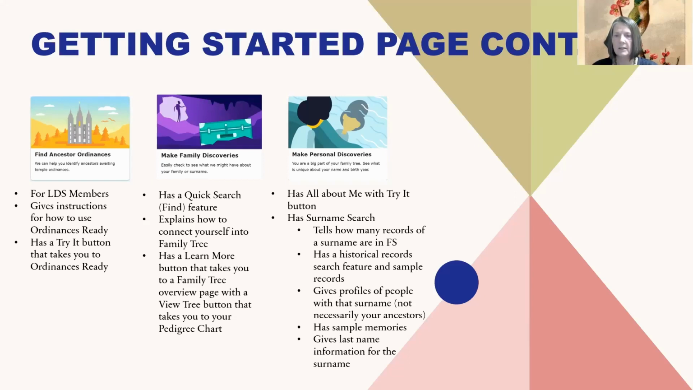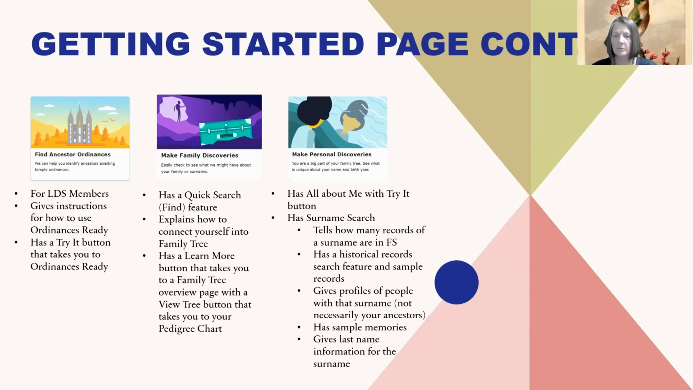Make Personal Discoveries is kind of fun. It has All About Me, which tells you things like what happened the day you were born. It tells you about your name. It also has a surname search. It's kind of interesting. It tells you how many records there are in FamilySearch with that surname that are indexed. It has a historical records search feature and gives you some sample records. They're not necessarily your ancestors. It will have their surname, but it's not necessarily on your tree.